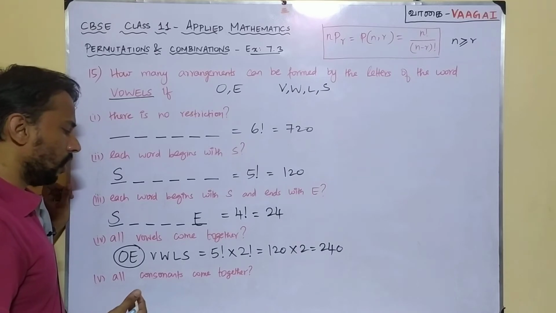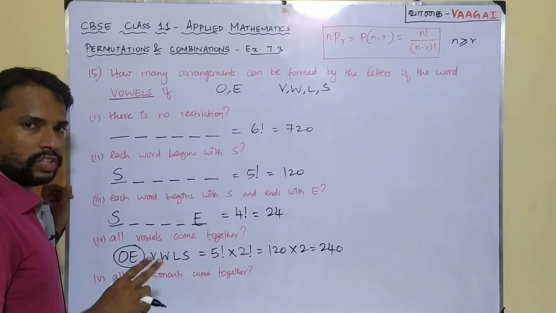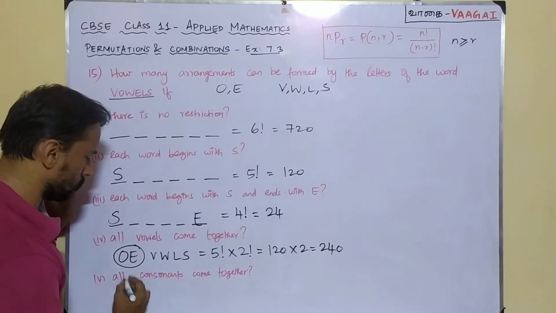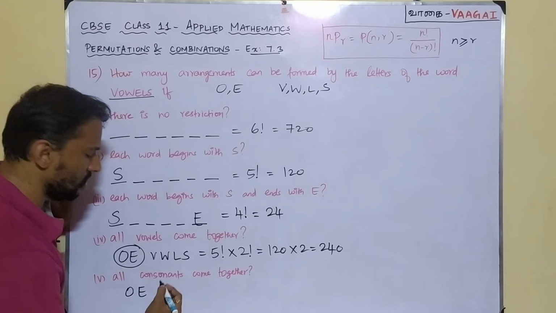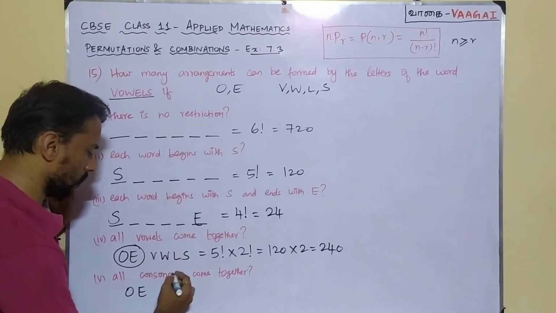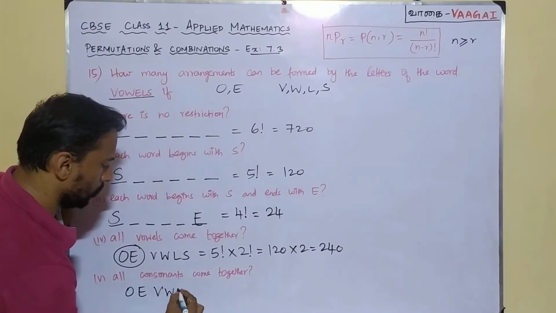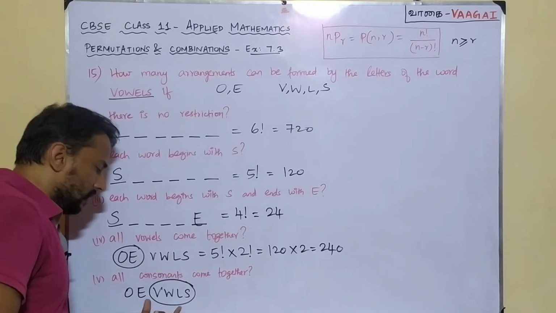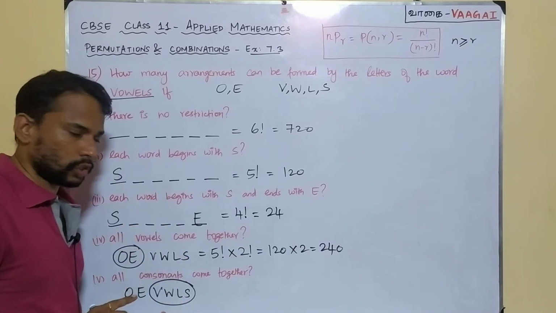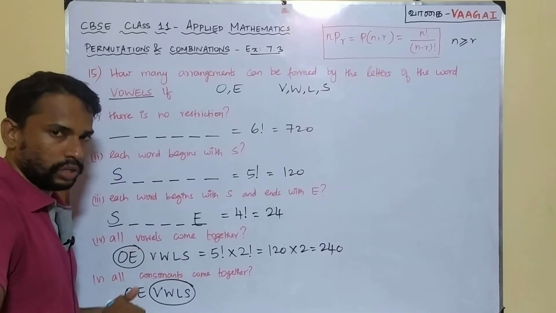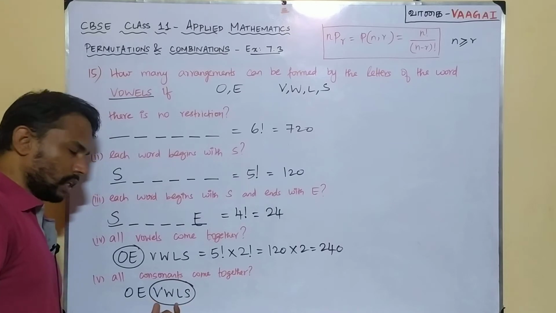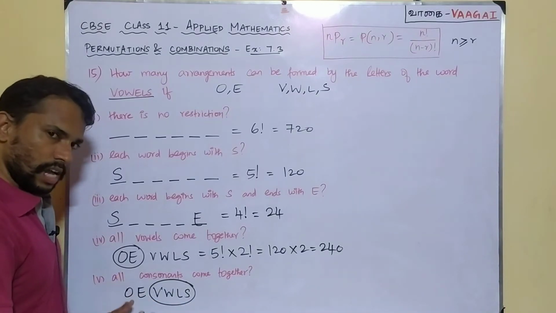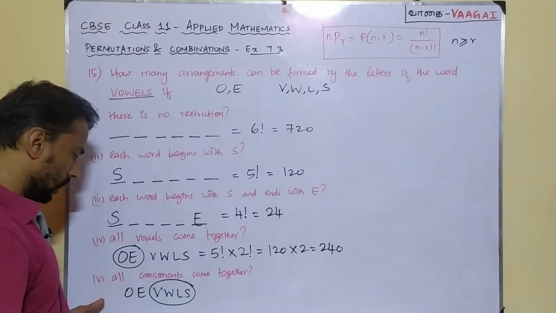Last one, all consonants come together. So the consonants should be together. This time you will have the vowels free without any restrictions, but the consonant letters, V, W, L, S, should come together. Make these 4 letters as one single bunch, so that wherever you take them, they come as one single object. Now this is one object and there are other 2 objects.